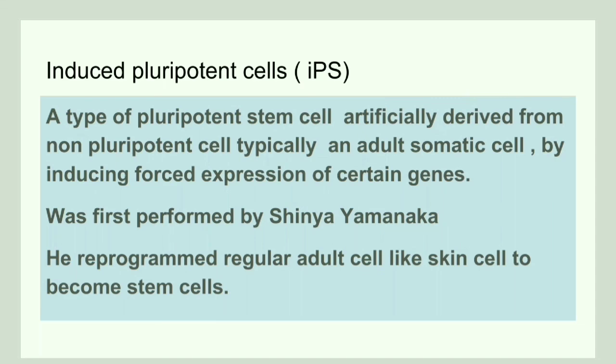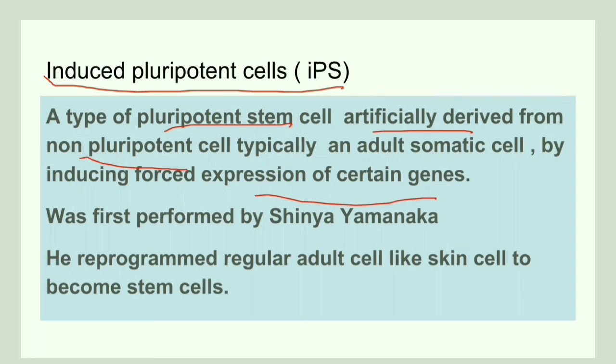So, next we will learn about the induced pluripotent cells. The induced pluripotent cell is a pluripotent cell that is artificially derived. That is, it is a pluripotent cell that is derived from a non-pluripotent cell. That is, by the action of certain genes, a non-pluripotent cell can become a pluripotent cell. This was first done by Shinya Yamanaka. He reprogrammed a skin cell into a stem cell.